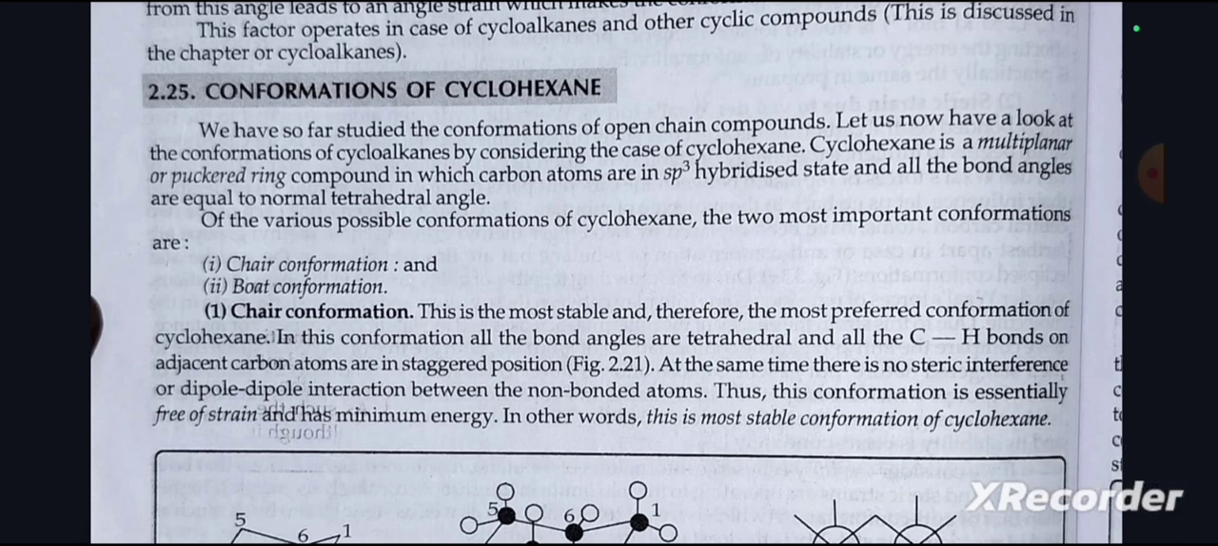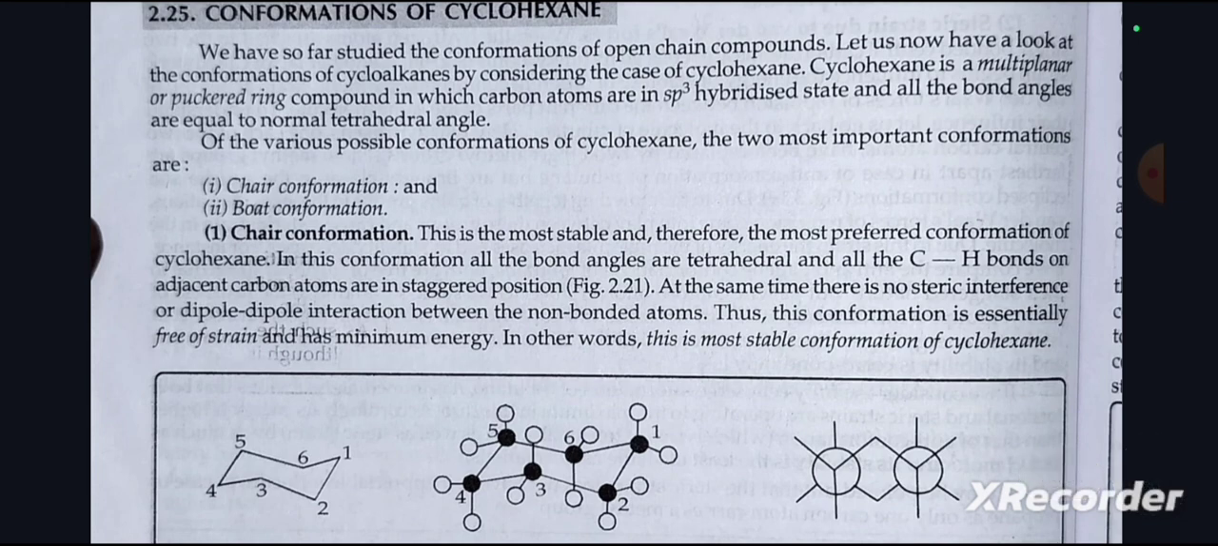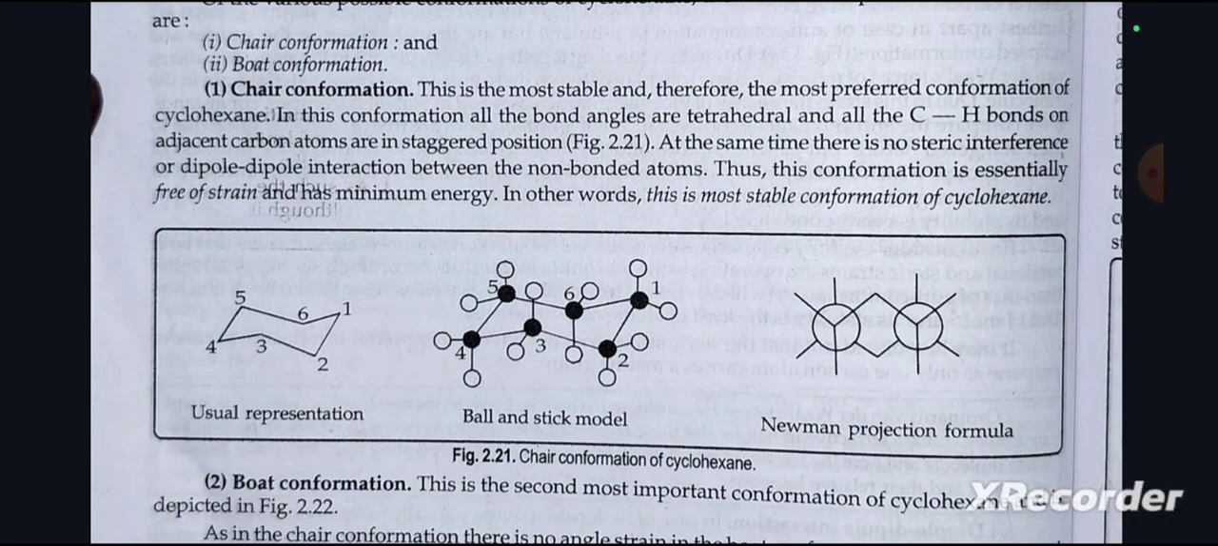We have so far studied the conformations of open chain compounds. Let us now have a look at the conformations of cycloalkanes by considering the case of cyclohexane. Cyclohexane is a multiplanar or puckered ring compound in which the carbon atoms are in the sp3 hybridized state and all the bond angles are equal to the normal tetrahedral angle. Of the various possible conformations of cyclohexane, the two most important are first, the chair conformation, and second, the boat conformation. First, chair conformation. This is the most stable and therefore the most preferred conformation of cyclohexane.